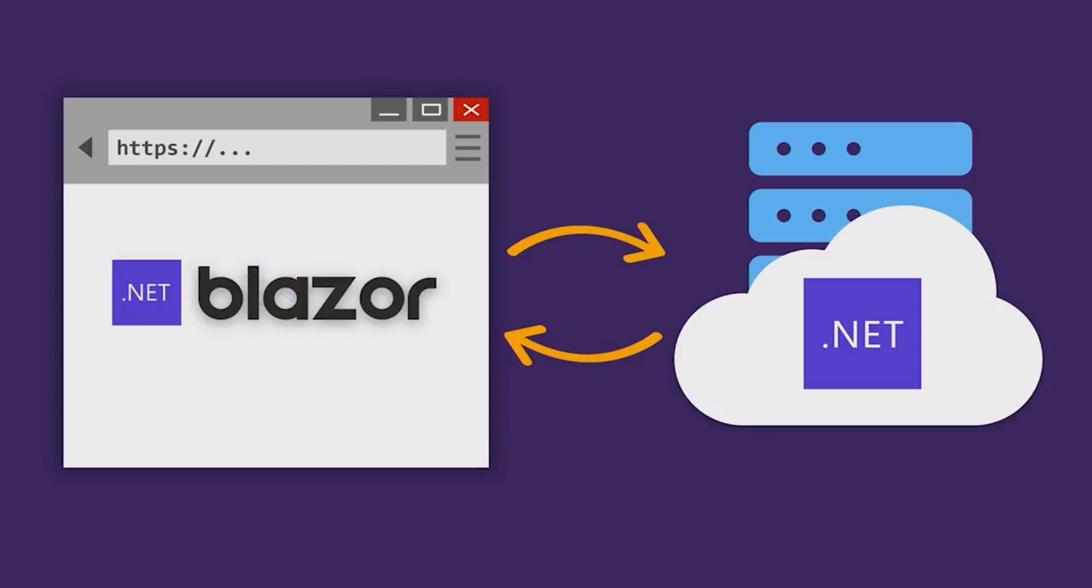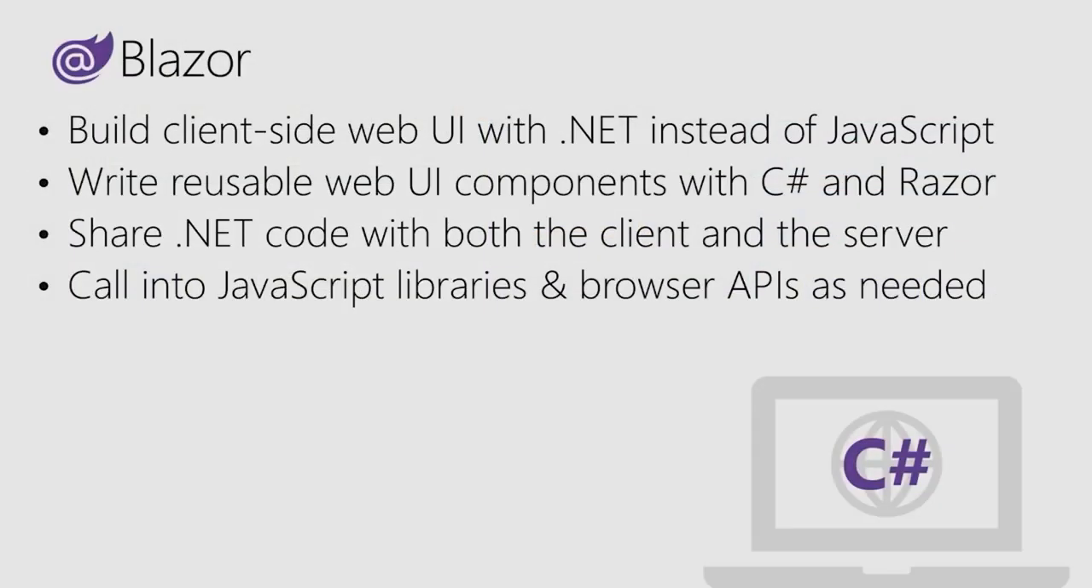Blazor is a client-side web UI framework that enables you to build your entire web application with just .NET. With Blazor, you can build beautiful, responsive, single-page apps, SPA apps, without having to write a line of JavaScript. It turns you into a full-stack .NET web developer with your existing .NET skills. Using Blazor, you can write reusable web UI components with C# and Razor. You can share your code across the client and the server.